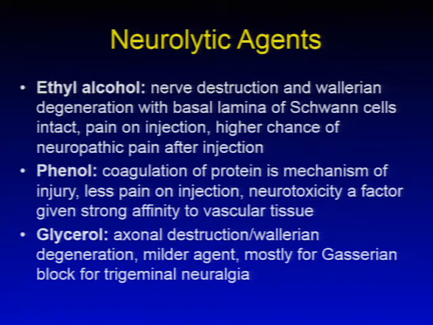And glycerol is another neurolytic agent that can be used. Its mechanism of action is axonal destruction or Wallerian degeneration. It is milder and is often used for trigeminal neuralgia, mostly for Gasserian blocks.